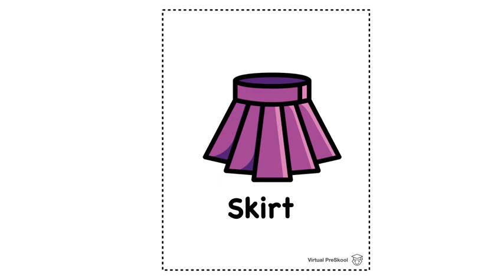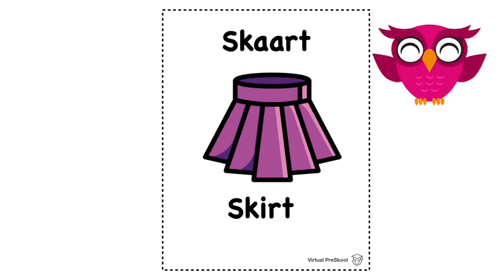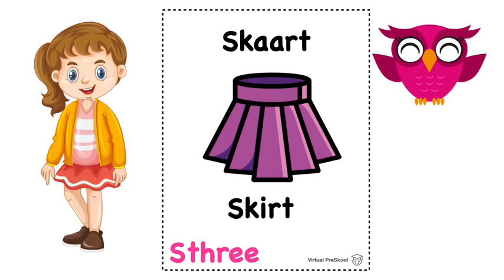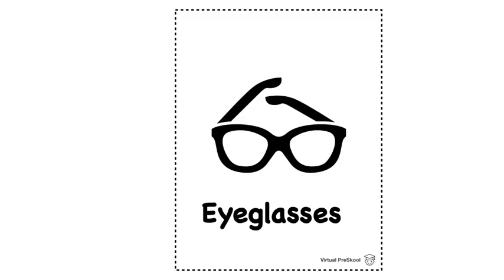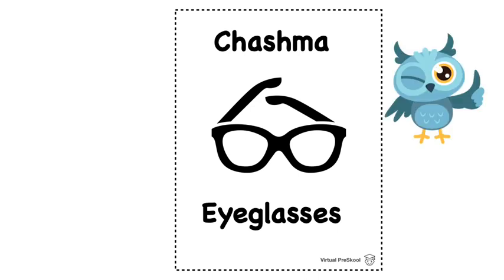Now we looked at skirt earlier. Let's do it again. Skirt is skart. And like the dress, it's not quite an obvious ullu because it doesn't end with an aa or an ee, but a good guess is that it's stri, just like the dress that we did earlier, because generally we see girls wearing skirts. So that's why stri is a good guess. Eyeglasses are chashma. And this one should be an obvious ullu because chashma ends with an a sound. So is it pull or stri? Pull.